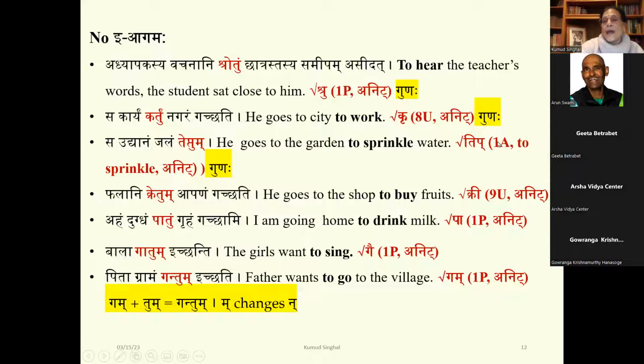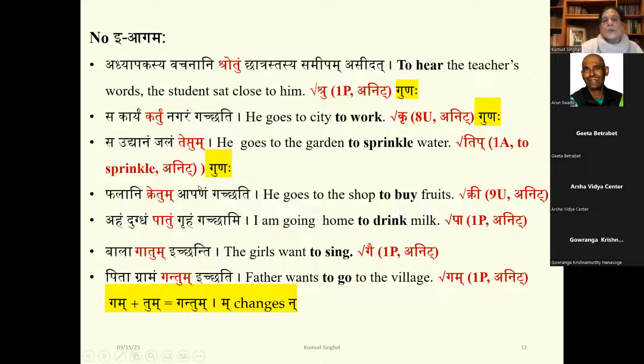Now this is an atmanepadi dhatu, sic, meaning to sprinkle. It is an anit dhatu, so tum will take the guna, and that's why you have sektum. Right? Sah udyanam jalam sektum. He goes to the garden to sprinkle water.